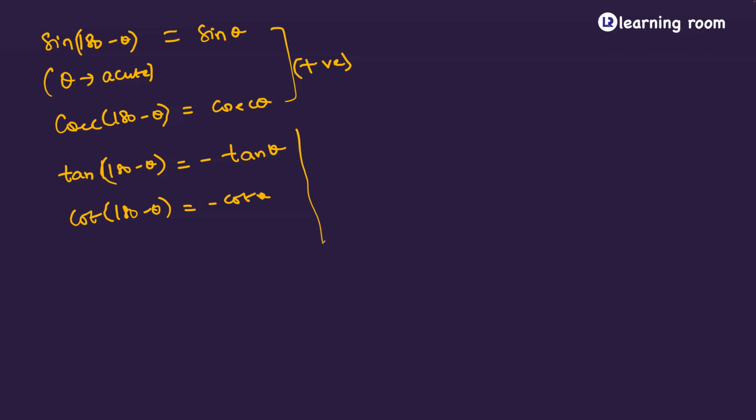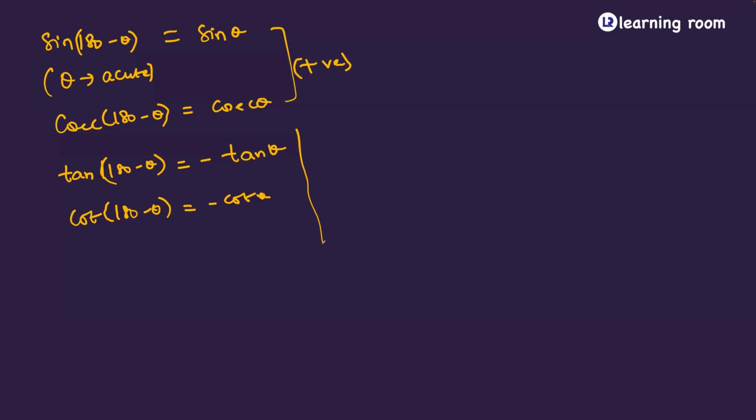When will it change to the complementary one? When it is 90 minus theta, 270 minus theta, then 90 into 3 is 270, 90 into 5, 450 minus theta. So whenever it is an odd multiple of 90 minus theta, it will always get complementary values. Don't worry, you will be able to understand when we solve problems.